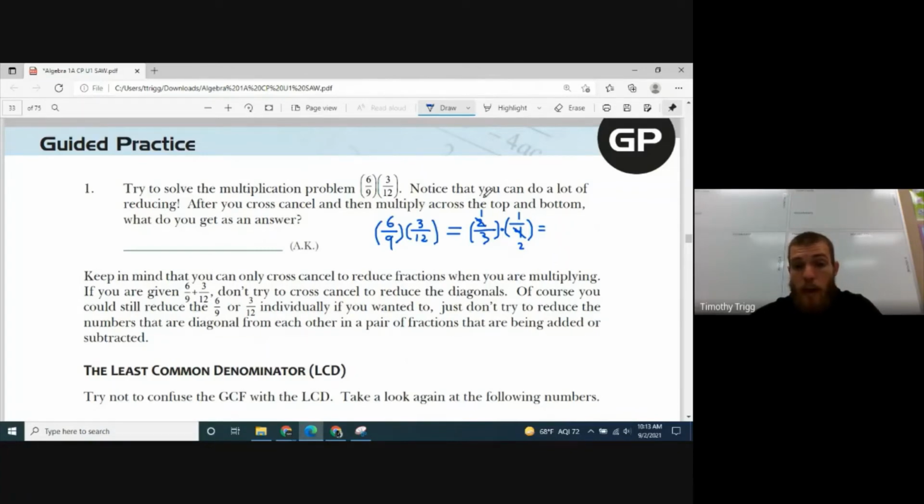Now when I multiply the fractions, all you need to do is multiply top times top, 1 times 1, and bottom times bottom, 3 times 2, which is 6. So 1/6 is the answer to this multiplication.